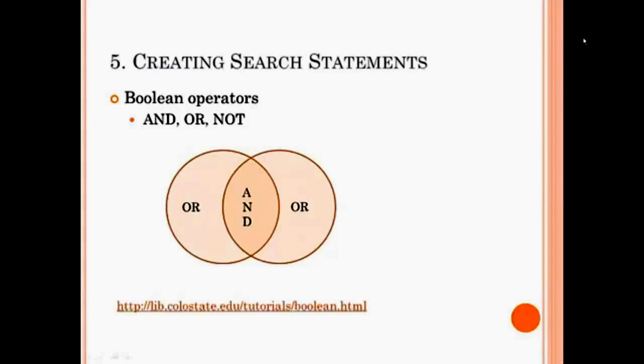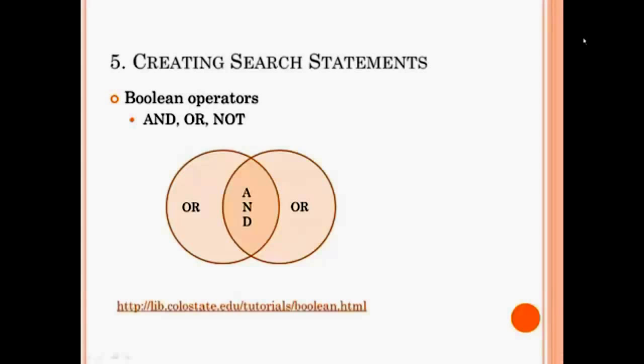So now that we came up with all those keywords, what do we do with them? How do they go together? Well, they go together in what's called a search statement or a search string. A search string is what goes into the box when you're searching, like in Google or in the catalog to look for books, in a database to look for articles.